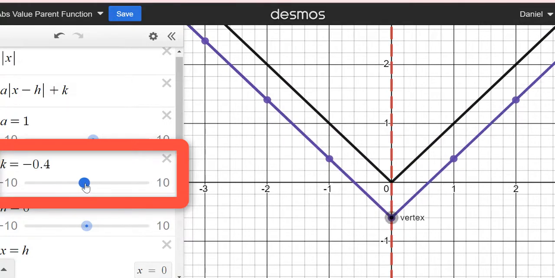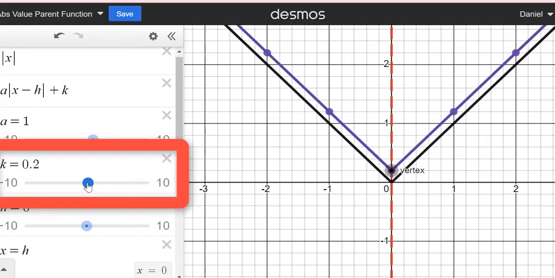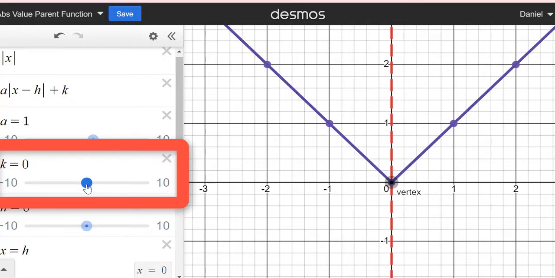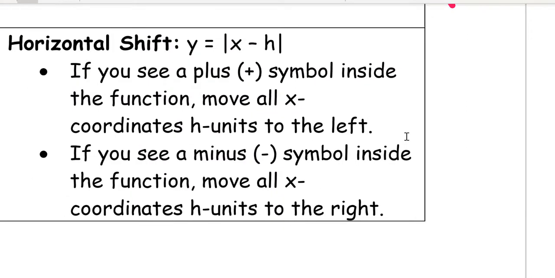Depending on whether the K value is negative or positive will tell you which way to shift. So when the K value is positive, move everything up, and when K is negative, move everything down. That's how the K value impacts the graph, and we call that a vertical shift. Now let's take a look at the horizontal shift part.